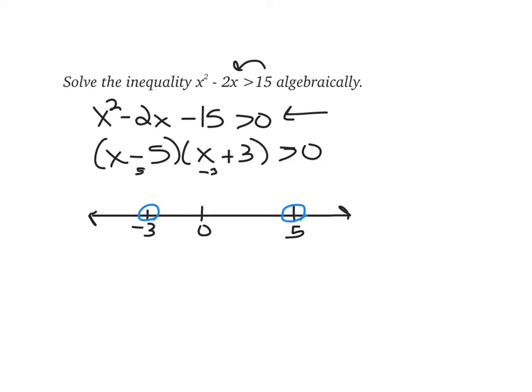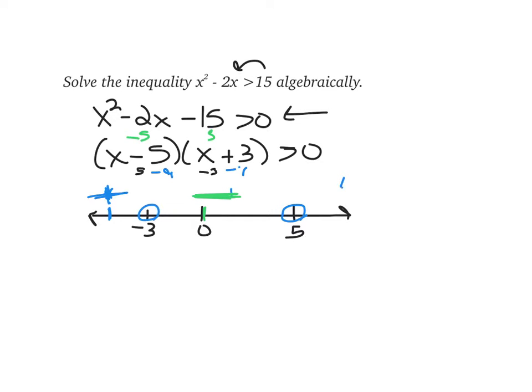And what I'm going to do is plug in a point over here, plug in one in between, and plug in one over here, and see what I get. All I care about is if it's positive or negative. So if I plug in, let's say, -4, that parentheses is going to be -9, that's going to be -1. Negative 9 times negative 1 is a positive number, so everywhere less than negative 3 is going to be positive. Now I'm going to plug in 0 right here. That'd be a negative 5, that'd be a positive 3, that's negative 15. So everything in between the -3 and the 5 is going to be negative.